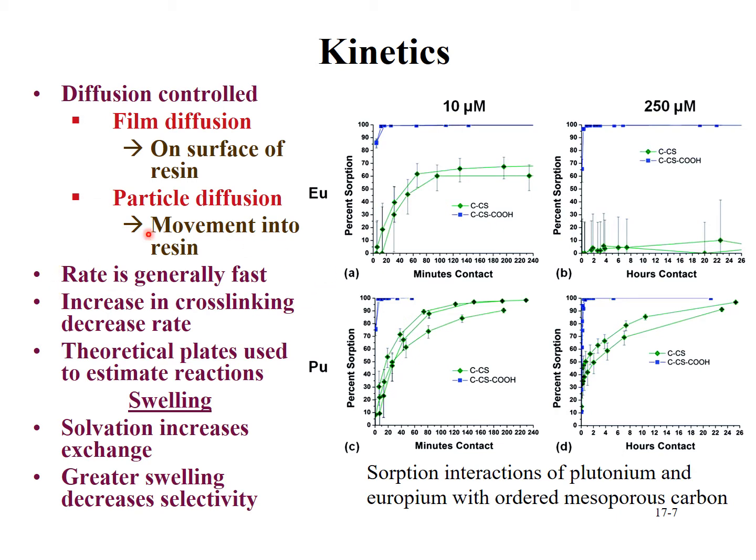Generally speaking, kinetics tend to be fast, or faster systems are preferred since separations are easier to achieve. Also, a general trend is that an increase in cross-linking tends to decrease the kinetics. In systems that are cross-linked, the exchange sites are often hard to access, so overall systems slow down. One way of evaluating extraction is with theoretical plates.